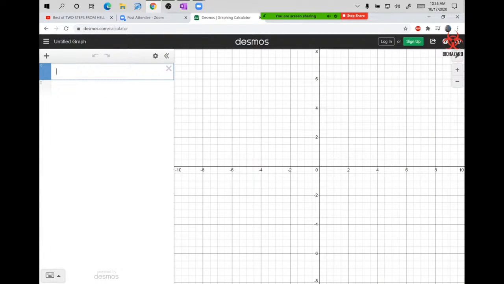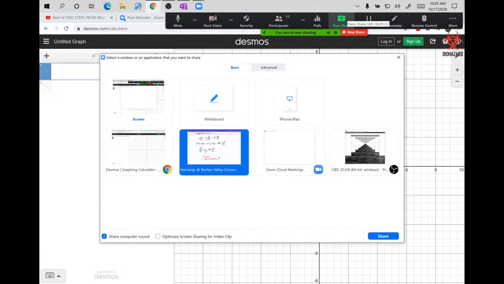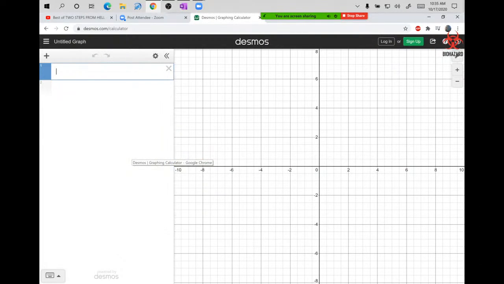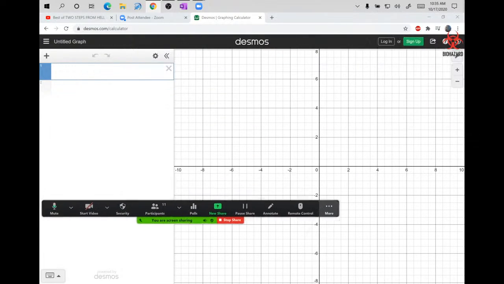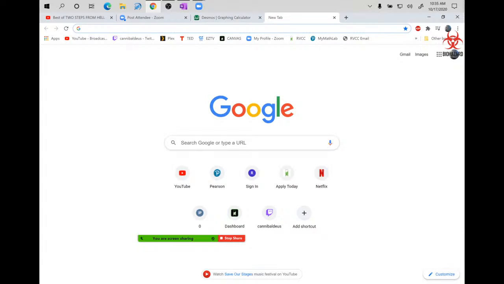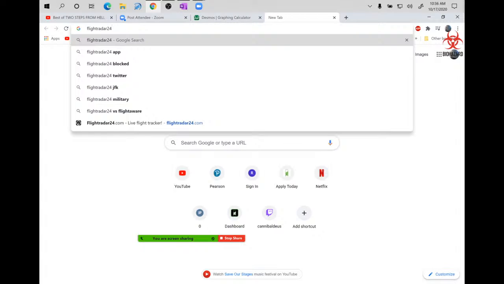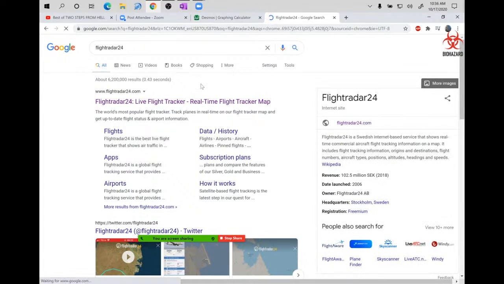Oh, this is Desmos. Oh wait, I have to switch the share so Zoom people can see it. Here. You guys see Desmos? Yes, we can. All right, so we're not going to use Desmos. Let me just get the keyboard attached again over here. Come on, there we go. Over here, we're going to type in Flight Radar 24. I love this website.